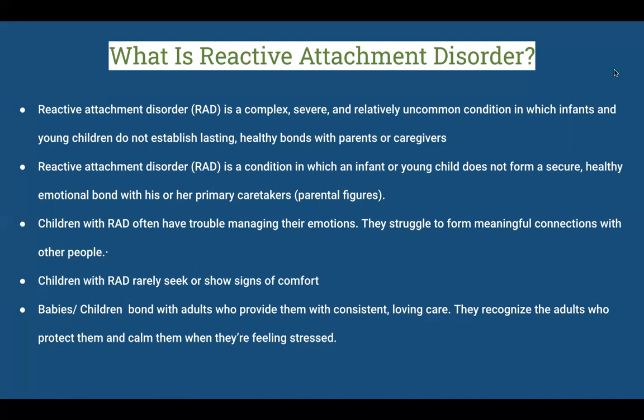Children bond with adults who provide them with consistent and loving care. They recognize the adults who protect them and calm them when they are feeling stressed. So in most cases, they develop healthy, secure attachments to their primary caregivers, like their parents, daycare providers, or perhaps a grandparent who is very involved. When children and babies struggle to form healthy relationships with a stable adult, they may develop reactive attachment disorder. This can have profound effects on child development and future bonds.